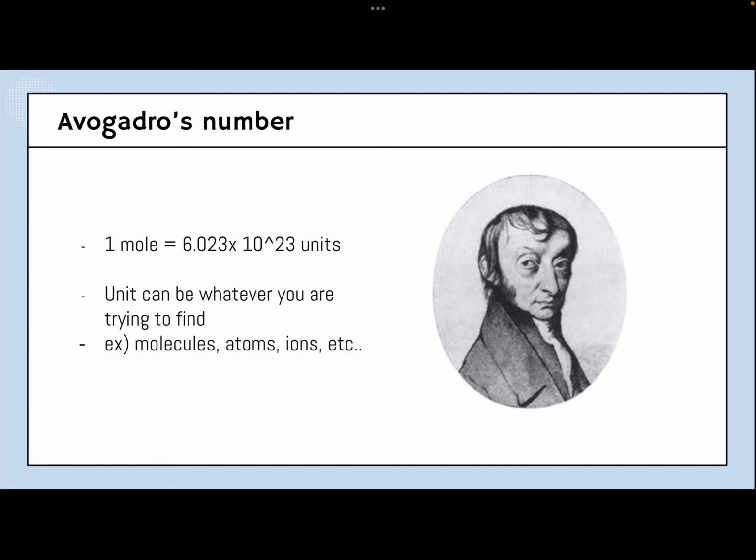In order to calculate the number of molecules, we must use Avogadro's number. By definition, it's the number of units in one mole of any substance, and it is equal to 6.023 times 10 to the 23rd. And its unit can be anything you're finding, for example, the number of molecules, atoms, ions, or electrons. Let's look at question 1.